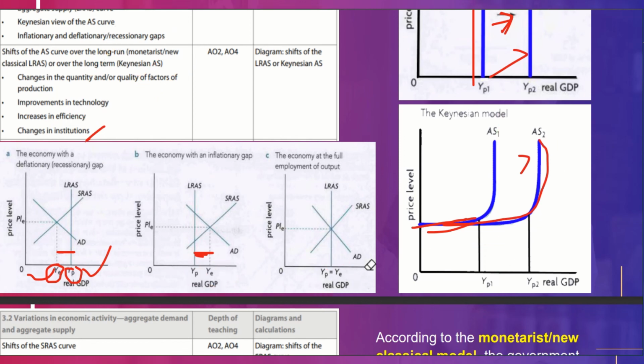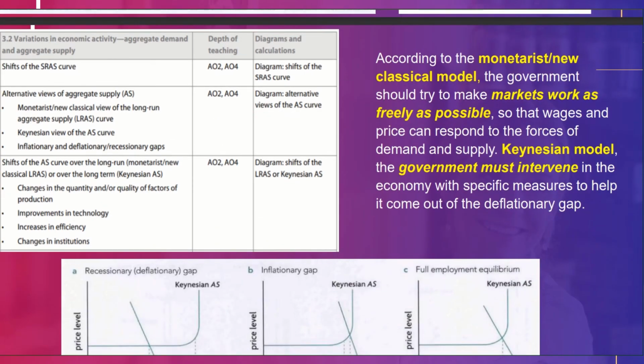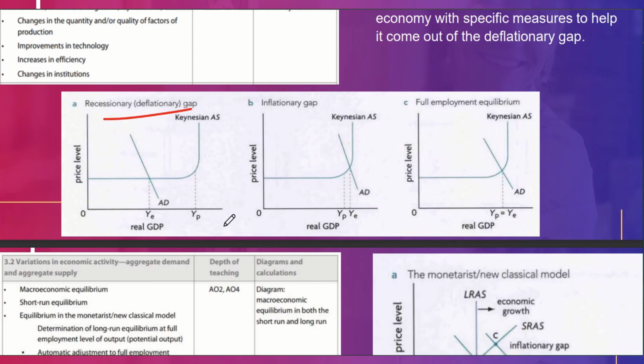Okay, then the next part is shift of SRAS. We have discussed long run and short run aggregate supply curve, and alternative views of this. Here you can see the deflationary gap or recessionary gap in the Keynesian model, and the inflationary gap in the Keynesian model. This portion is said to be the full employment level, but here the aggregate demand is a little higher, actual GDP is a little higher. This is the potential GDP. So actual GDP is greater than the potential GDP, creating inflationary pressure, which means the price level is increasing. And at full employment, actual GDP and potential GDP are equal.